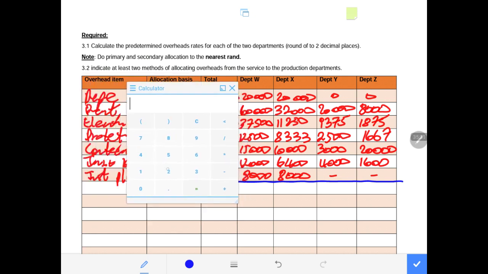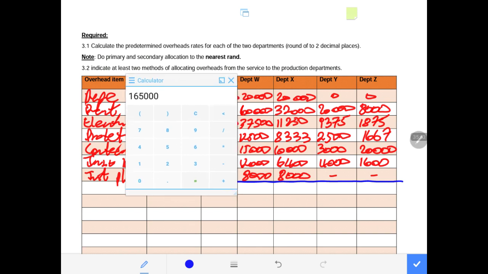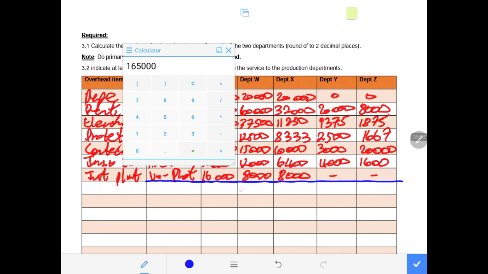Then department W: 20,000 plus 60,000 plus 37,500. I hope I don't make a mistake. Plus 12.5, plus 15,000, plus 12,000 plus 8,000. We have 165,000.